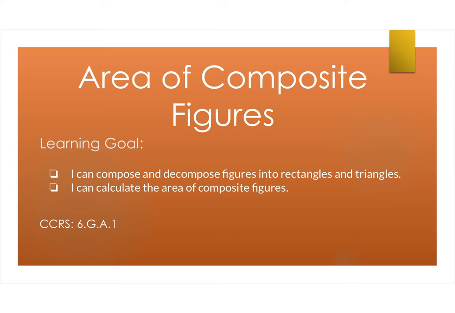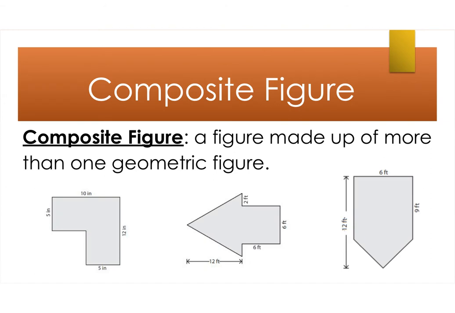Area of composite figures. Composite figures, a figure made of more than one geometric shape. So if we look down here to the left, we have multiple shapes, and we can cut this into two shapes, which leaves us with two rectangles.